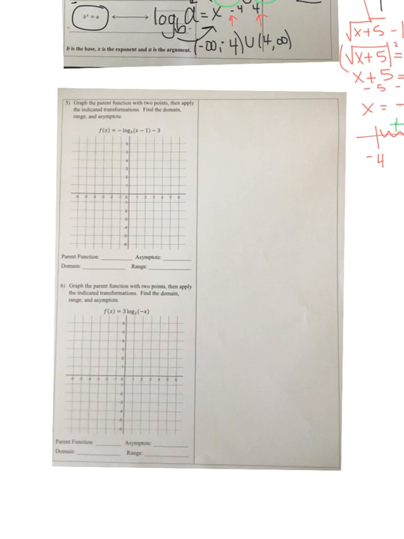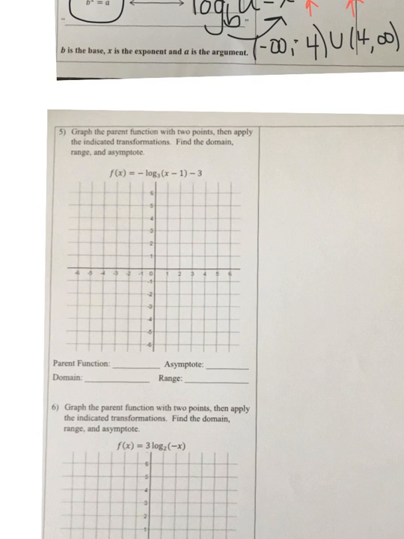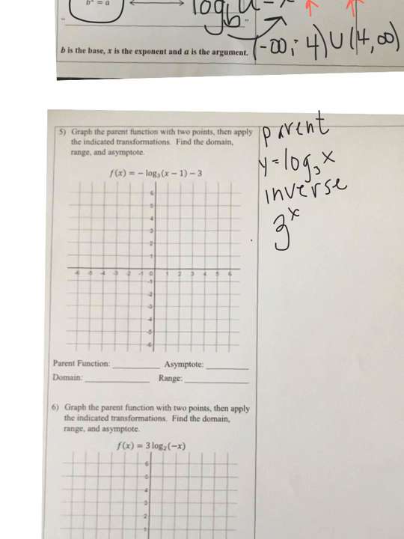All right, we're going to look at 5 and 6. These ones are graphing the log functions. So remember what we said, that if you're going to graph a log function, you want to think about its inverse. So the parent function that we have going on right here is going to be y equals log base 3 of x. That's our parent. And so the inverse of the log is the exponential function. So that's going to be 3 to the x.